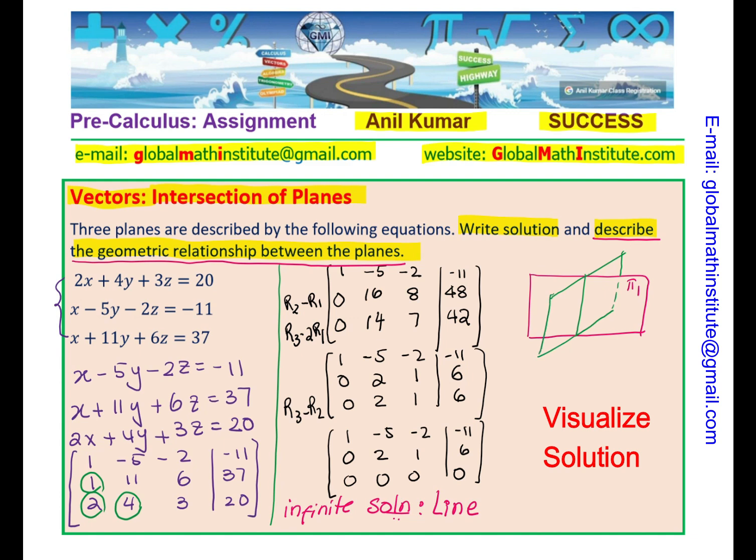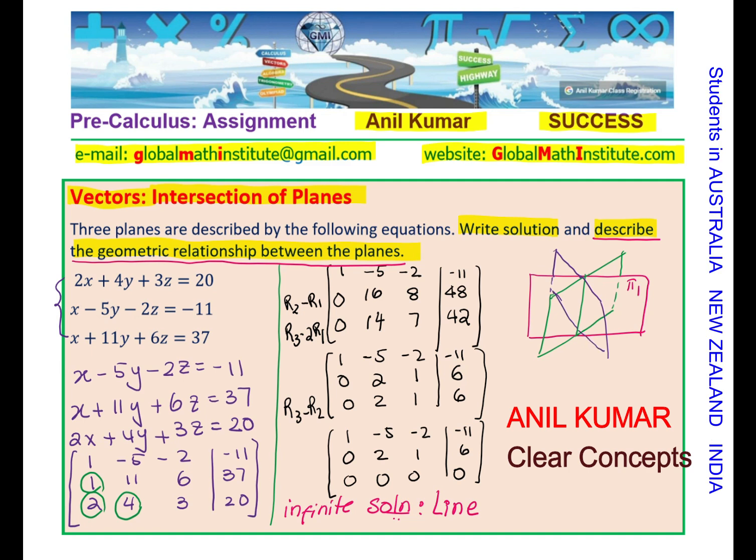Okay, so we got two planes, and the third plane is also intersecting in the same line. Do you see that? So we have a line of intersection between the three planes, correct? Makes sense, right? So that is the geometric significance which we were talking about. I hope the steps are absolutely clear.